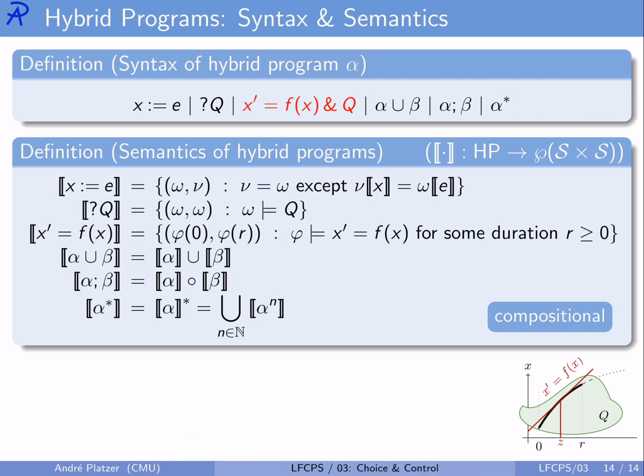We've also defined the semantics of hybrid programs unambiguously by defining for each hybrid program, by induction on each of the cases, that the program could be constructed, a behavior described as a relation, meaning a set of initial and final state pairs.